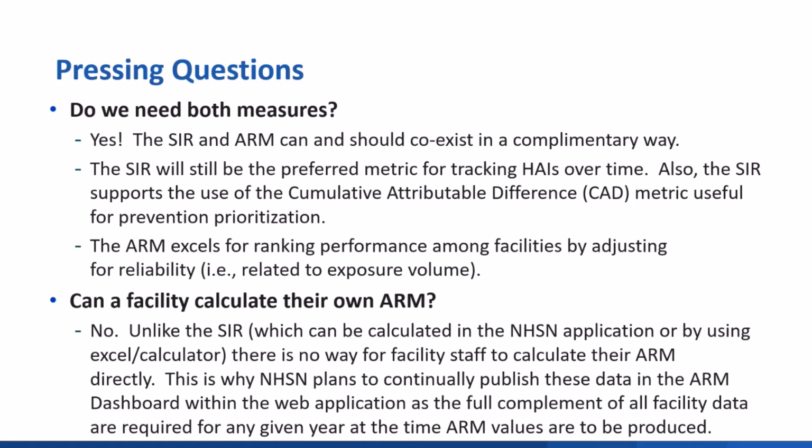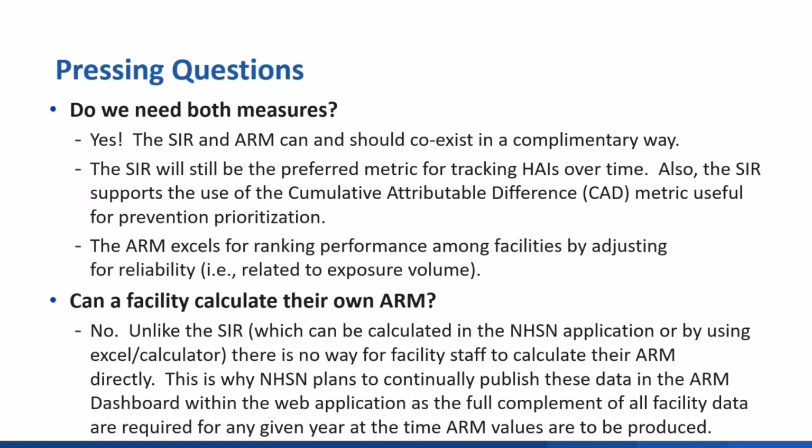And Ruth is going to talk a little bit more about this. But the SIR is still going to be the preferred metric when we talk about tracking HAIs over time. And the SIR is also used in other metrics like the CAD metric for prevention prioritization. The ARM is going to excel when it comes to ranking performance among facilities, because we also get to adjust for volume, exposure volume, or reliability. So both can coexist. They're going to be used for slightly different aspects.